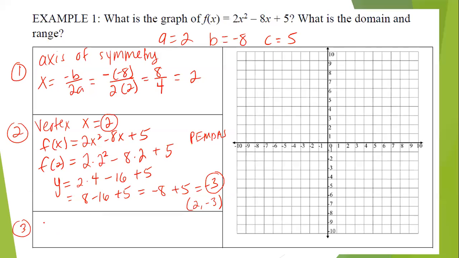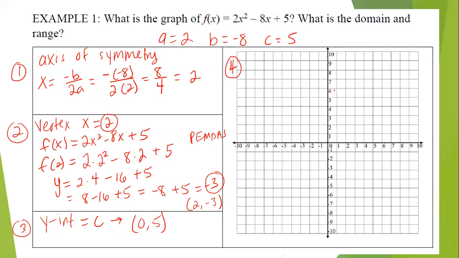Okay, step 3 is to find your y-intercept. And your y-intercept is just equal to your c value. What is our c value? 5. So our y-intercept is at (0, 5). Questions about identifying the y-intercept?